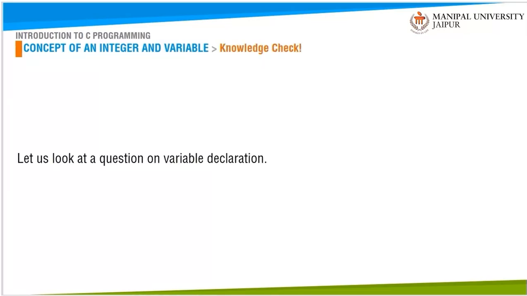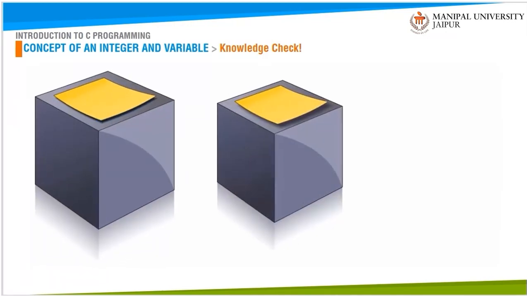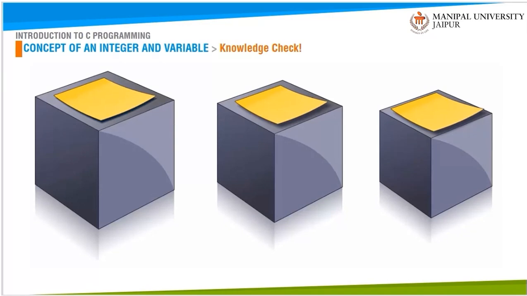Let us look at a question on variable declaration. Given here are three declarations. Your job is to identify whether they are correct or not. Yes, you are right. In all the three declarations, semicolon is missing at the end.